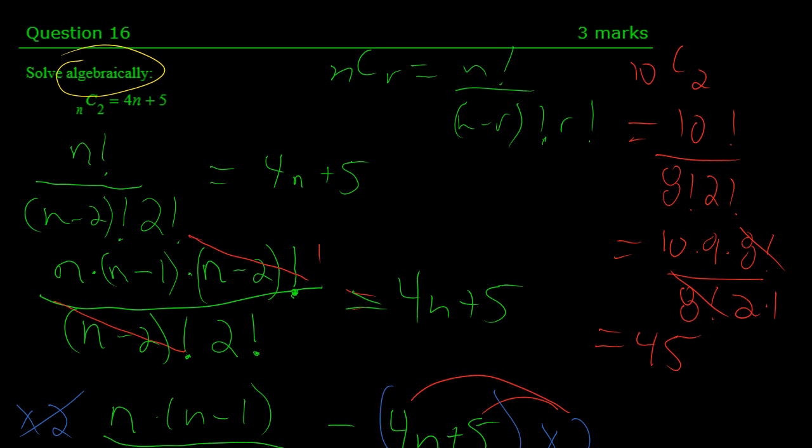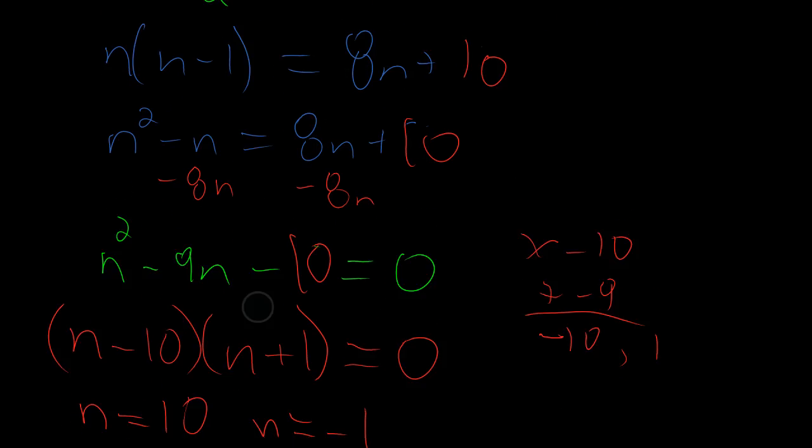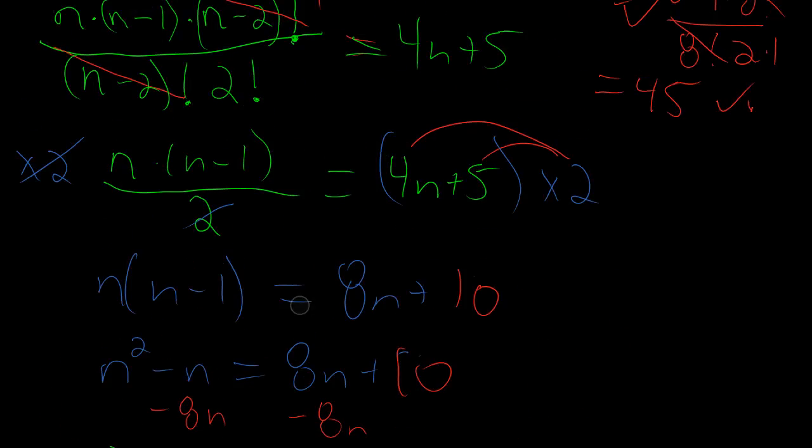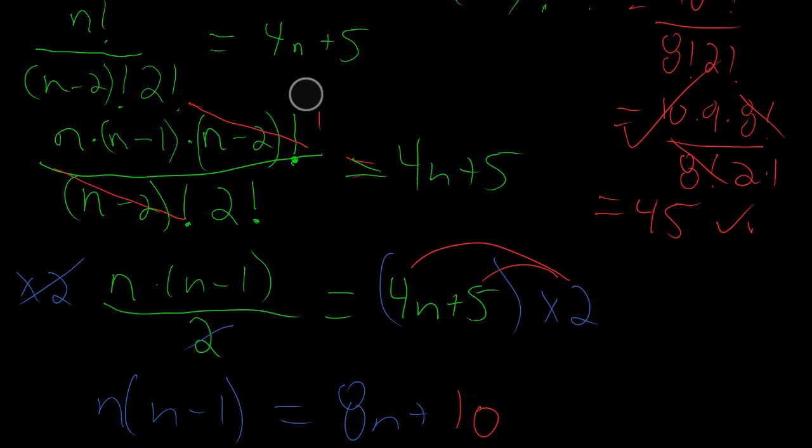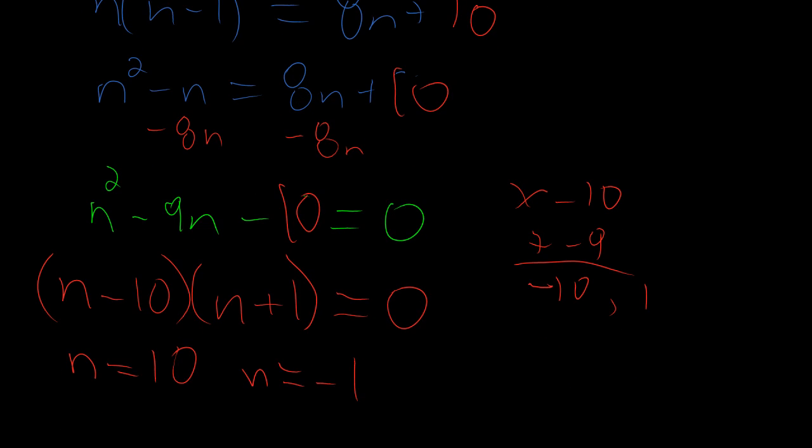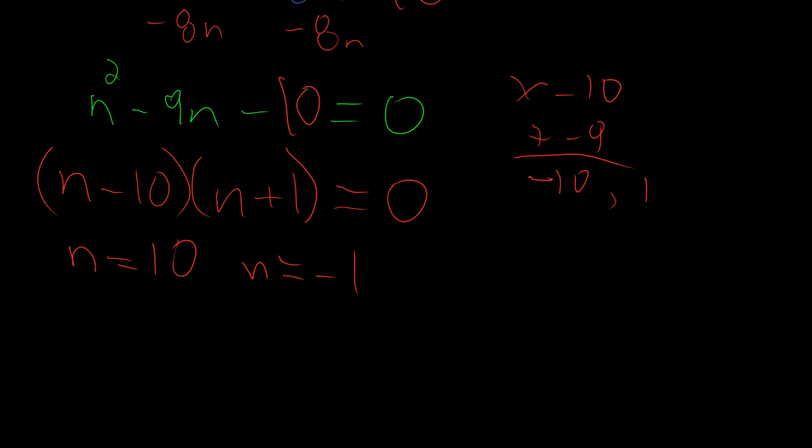And if we check the right-hand side, 4 times 10 is 40, 40 plus 5 is 45. So this is definitely good. This is great. We're just checking it, which is good. It equals the other side. The negative 1, however, doesn't make any sense in this context. You can't have negative 1 objects and choose 2 of them. So we want to just convince ourselves that we know what's going on. Lightly cross out this one and circle that one. All right, so that is it for question 16.